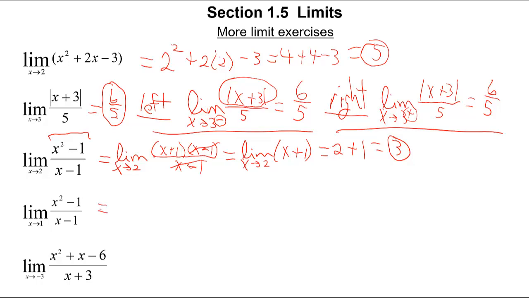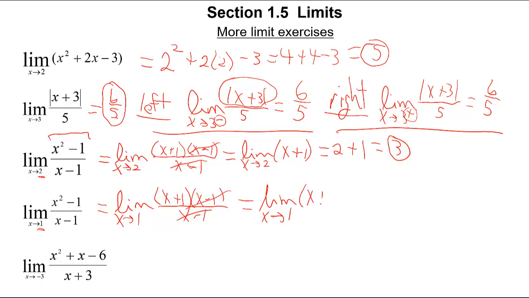The next one is the same, except the limit is not approaching 2 anymore, it's approaching 1. So you can use the same result you got above. You can still factor, and you'll be approaching 1 instead of 2, but everything else is going to be the same. You're going to factor the numerator as x plus 1 times x minus 1. You're going to divide out the x minus 1. You're going to end up with the expression x plus 1 in front of the limit, and now you're plugging in 1 instead of 2. But otherwise, it's the same problem.